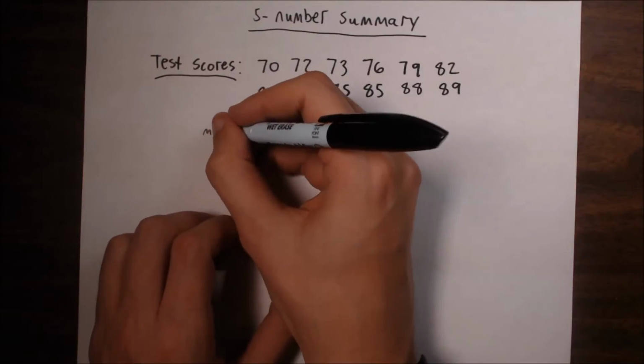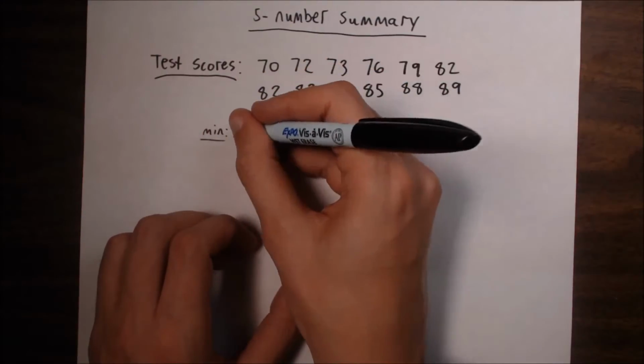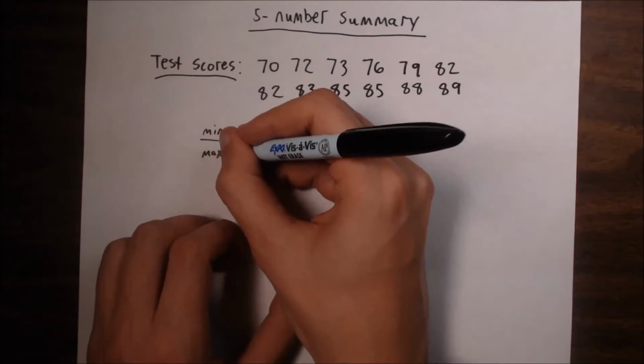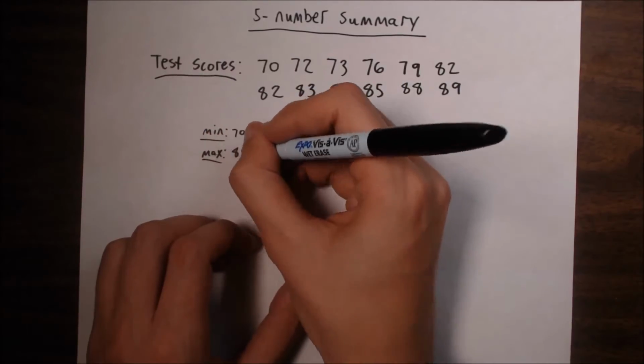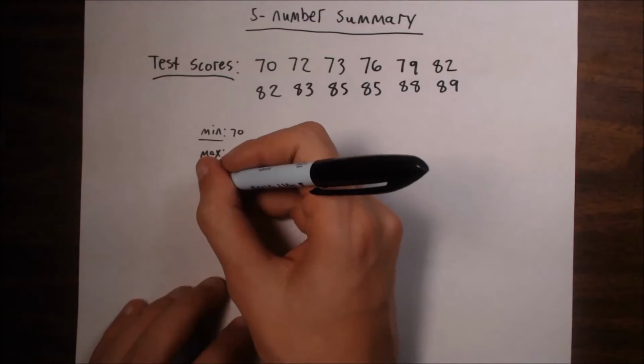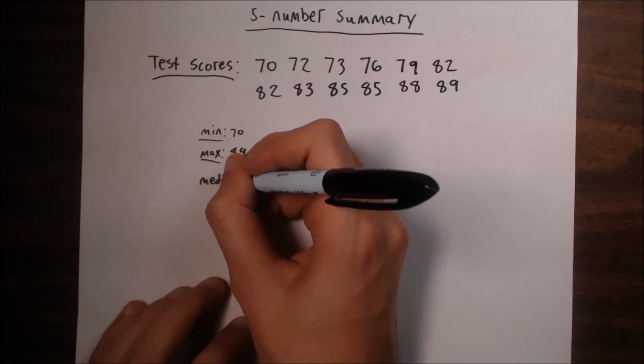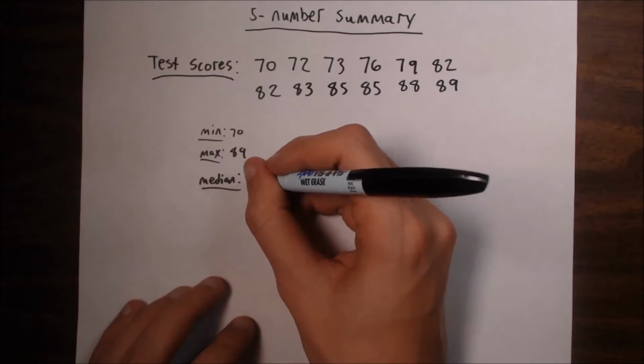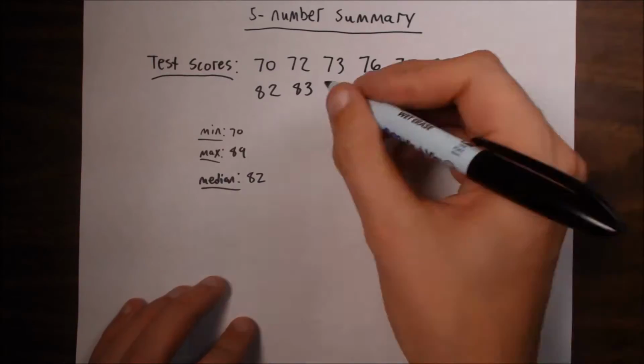So we already know the minimum is 70, the maximum is 89, and the median is 82, so it's halfway in between those.